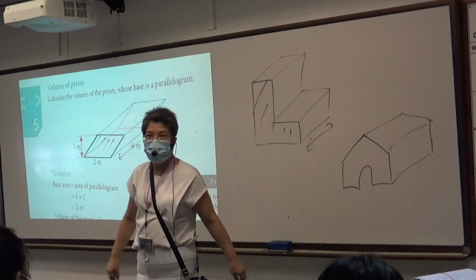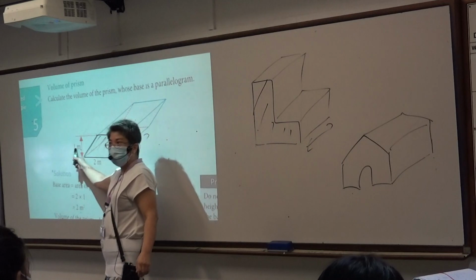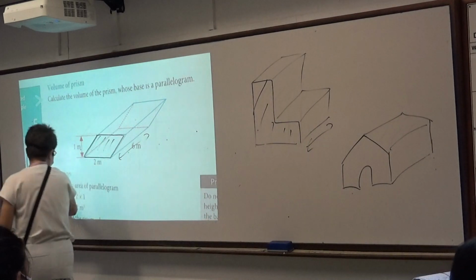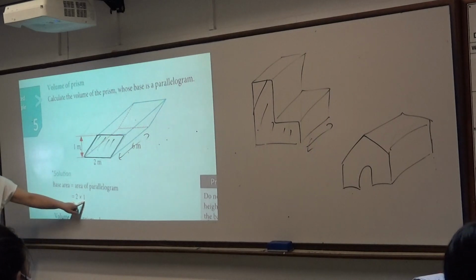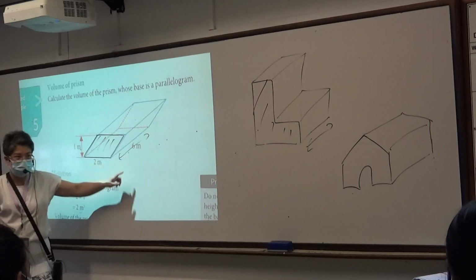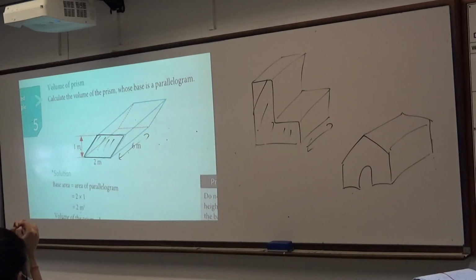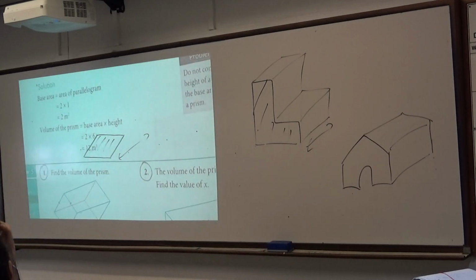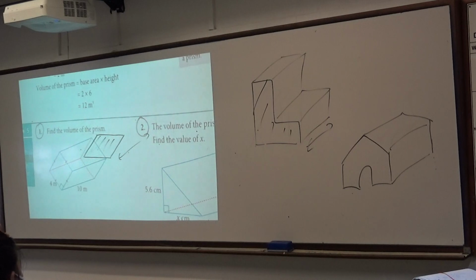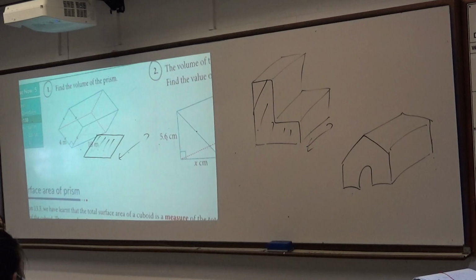What is the area of the parallelogram? Base times height, correct? 2 times what? 1. That's why base area is 2 times 1. Can you see? Then how do I find the volume? I take this answer times what? 6. Okay, so let us take a look at the solution there. I will have base area times height. Can you see? I will get 12 meters cubed. Is everyone okay? Alright, good.